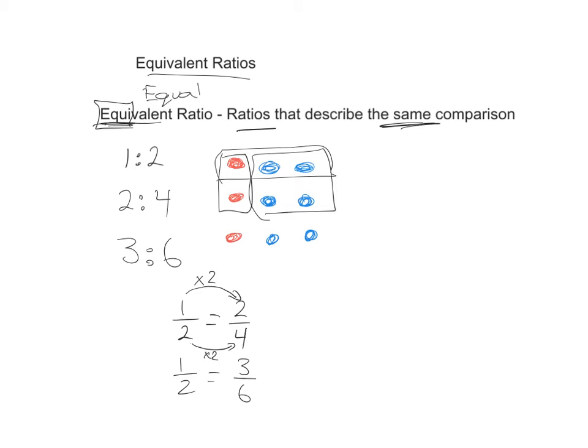Now the same thing is true here. 2 times what gives me 6? Well, you'll right away say 3. To make an equivalent ratio, I need to multiply the top one by 3 as well.